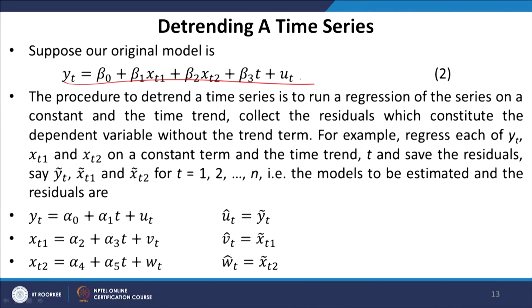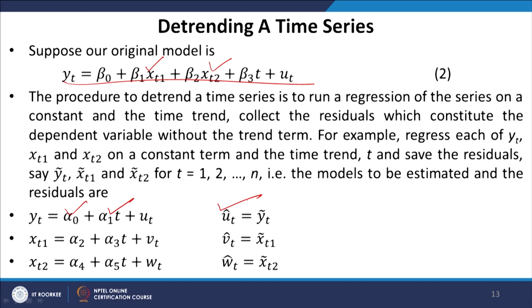So, suppose this is my original model where yt equals beta naught plus beta 1 xt1 plus beta 2 xt2 plus beta 3 t plus ut. I have considered 2 independent variables, but there can be k independent variables. The procedure to detrend a time series is to run a regression of the series on a constant and the time trend, and collect the residuals, which constitute the dependent variable without the trend term.